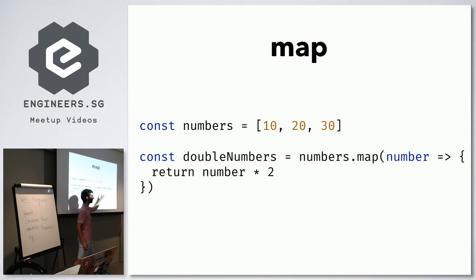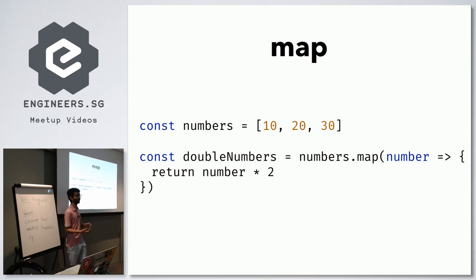So number will be 10, it'll return 10 into 2. Then it'll move on to the next item. It'll see, okay, the next item is 20, it'll call the same function, number will be 20, it'll return 20 into 2. Then it'll move on to the next item, number will be 30, it'll return 30 into 2, and then it'll put all these transformed values into a new array for you. So it'll take the original array, for every item it'll call this function, and it'll give you a new array with this transformed value. Okay?